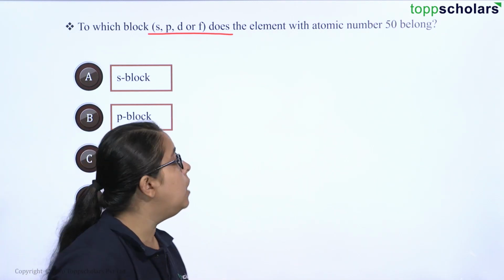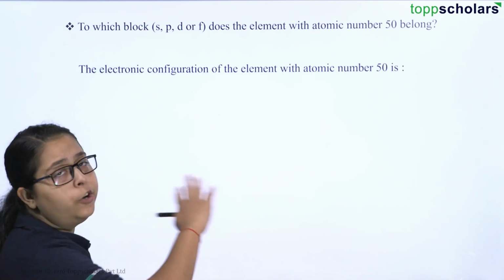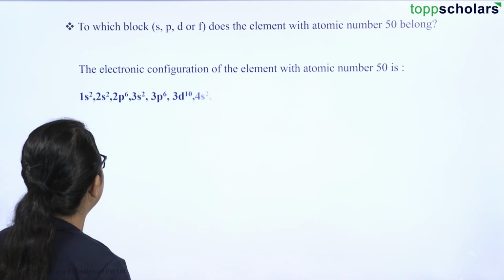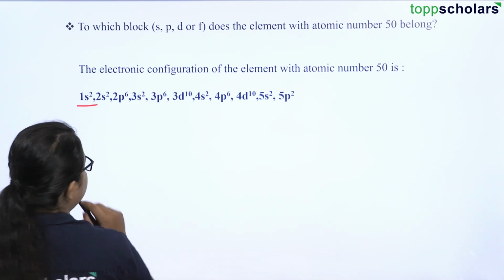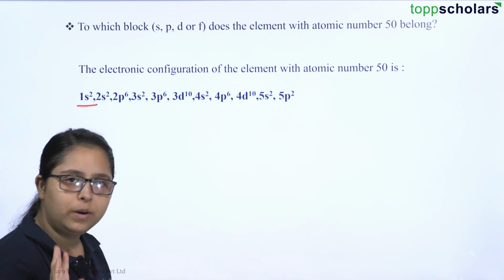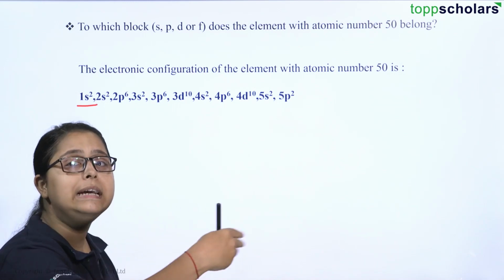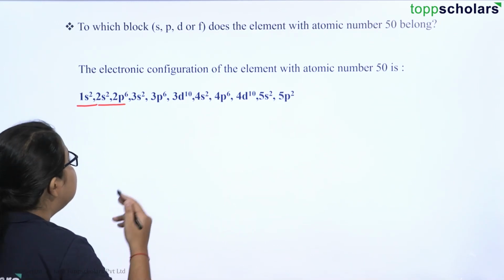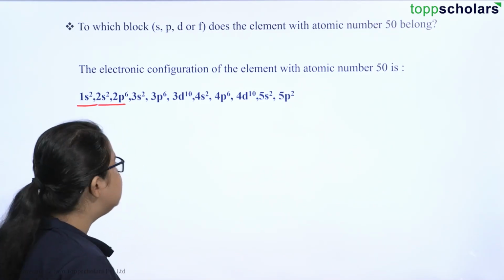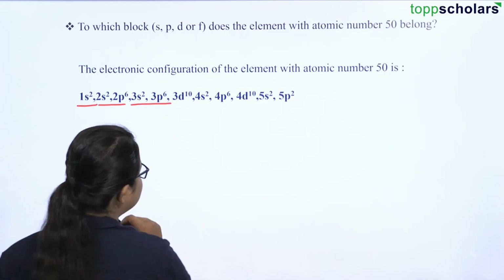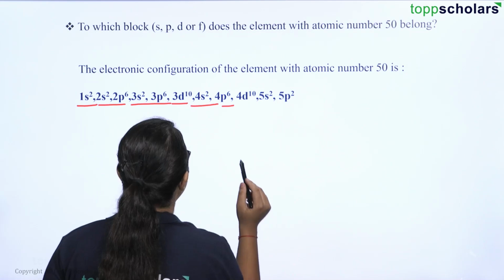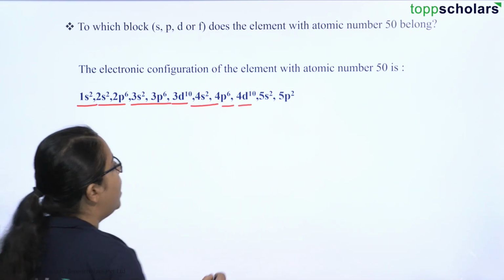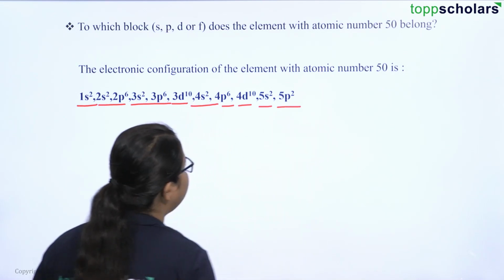Now over here, let us write the electronic configuration for this element having the atomic number 50. Over here we have 1s2. We will be starting from lower energies and then we will go on increasing. So here we have 2s2 and 2p6. Then we have the third shell starting. Hence we have 3s2, 3p6 and then 3d10. Now we have 4s2, 4p6 and then 4d10. And finally we have 5s2 and 5p2.